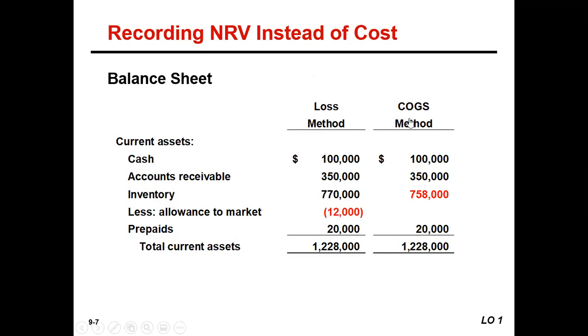Whereas under the cost of goods sold method, it would be a debit to cost of goods sold, credit to inventory. So it directly credits inventory instead of the allowance account, basically, is the difference. But we still get the same total current asset figure either way. It's just a little bit different presentation.